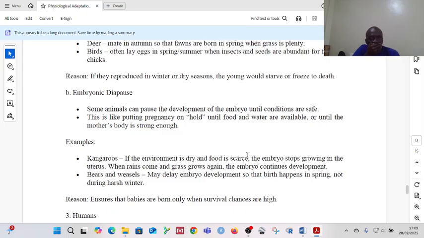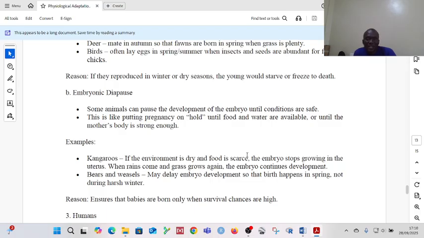Why is that important? If these organisms reproduced in winter, then the young ones will either starve, because remember in winter, not many other animals are moving around, so the food will not be available. So the young ones might either starve or freeze because the temperatures are very low. Okay? Another way is what you call embryonic diapause.